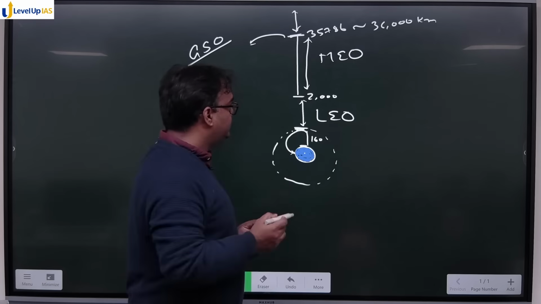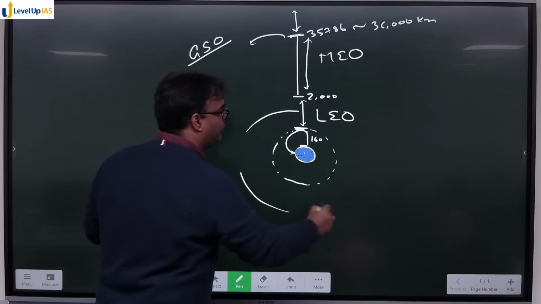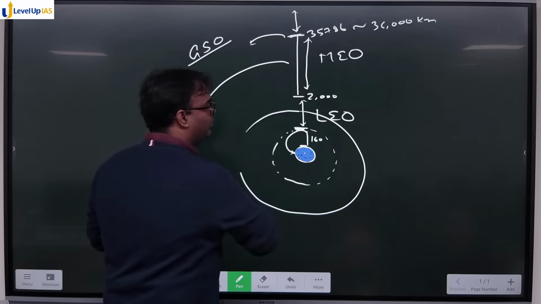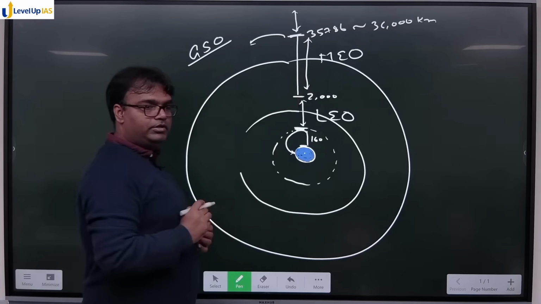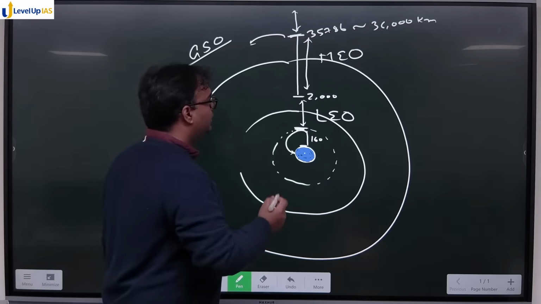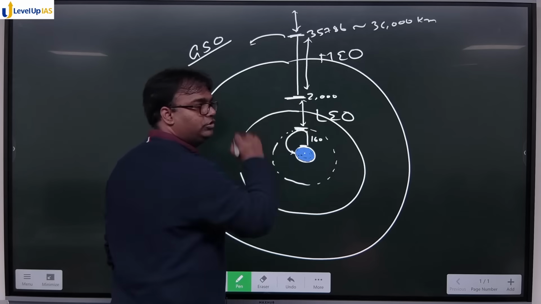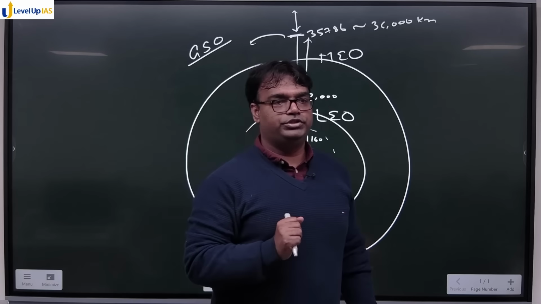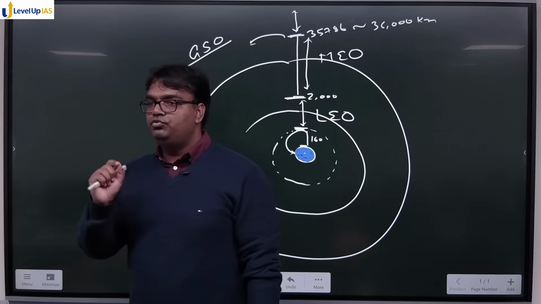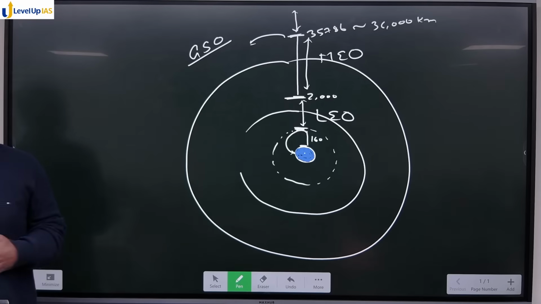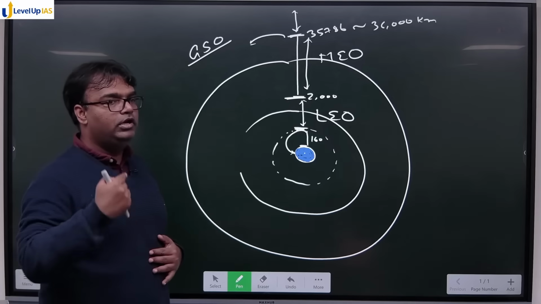Do we understand this, that the time taken by satellite to complete one revolution in low Earth orbit would be much lesser than the time taken by satellite to complete one revolution in medium Earth orbit? So when we do calculation, we find that at a height of 2000 kilometers, a satellite takes 2 hours to complete one revolution around Earth.